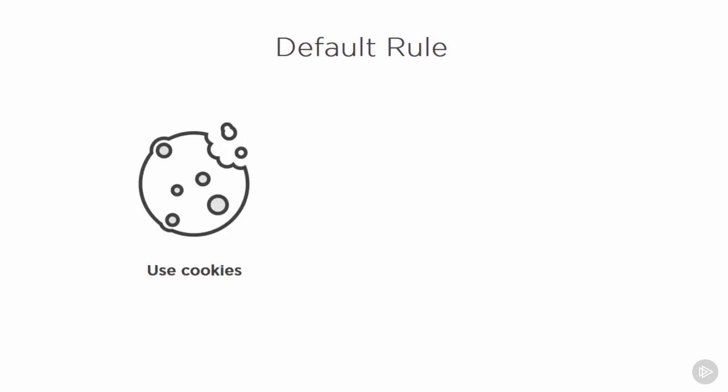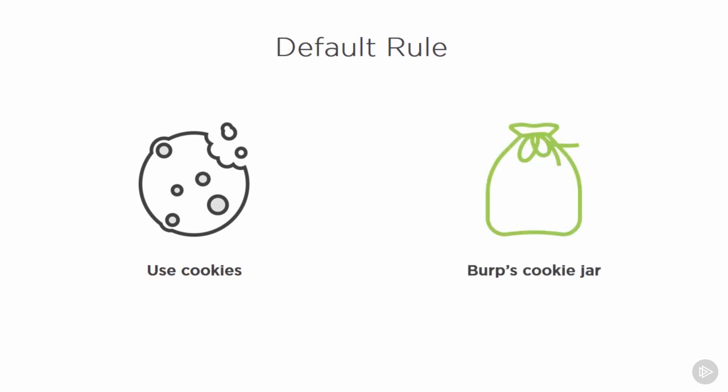Now, you will notice that there's a default rule in the Session Handling Rules section. So with every new Burp instance, you'll always have the start of this one default rule, which is to use cookies that are captured inside of the Burp cookie jar. Now, you can turn off this option if you like, but we're going to take a look in the second demo at how those cookies are captured and the specifics around the information for each cookie.